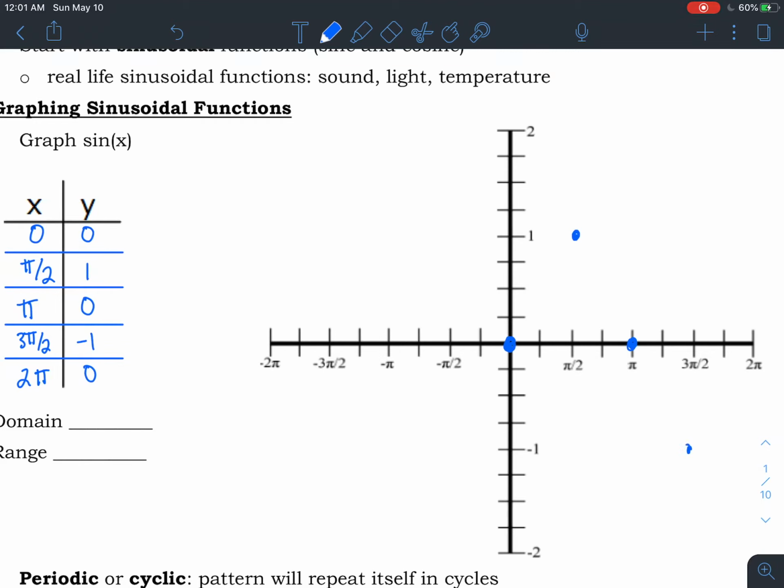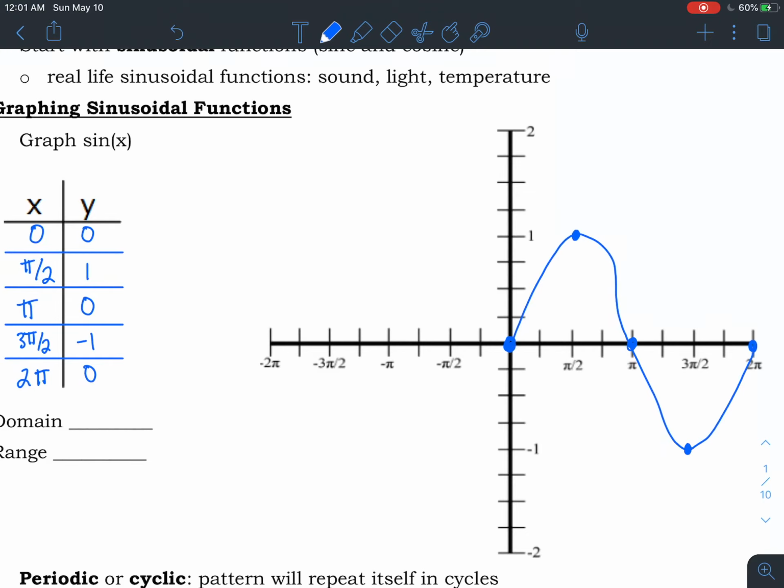3 pi over 2 was down 1, and then 2 pi was back up to 0. So you can see some of them are going to be prettier than others. Do the best you can. As you can see, mine are not very nice looking right now, at least in the middle part there. But that's the basic of what a sine wave looks like.